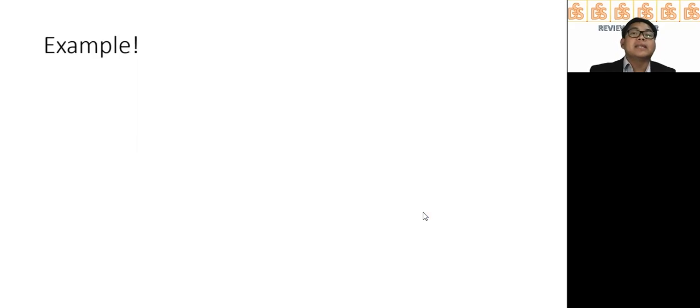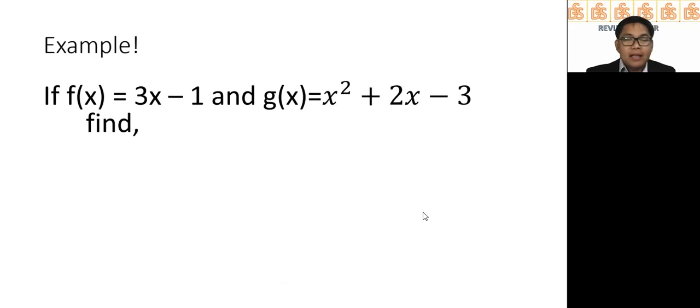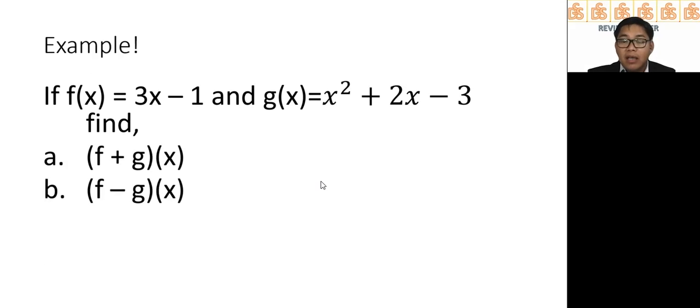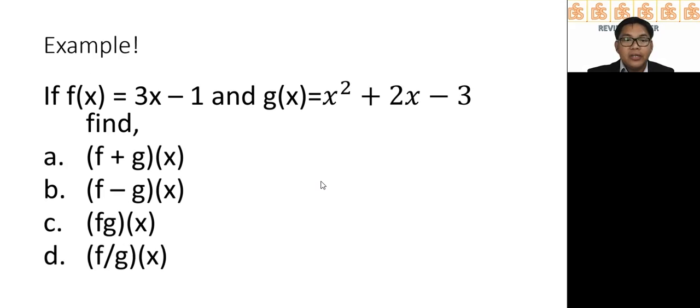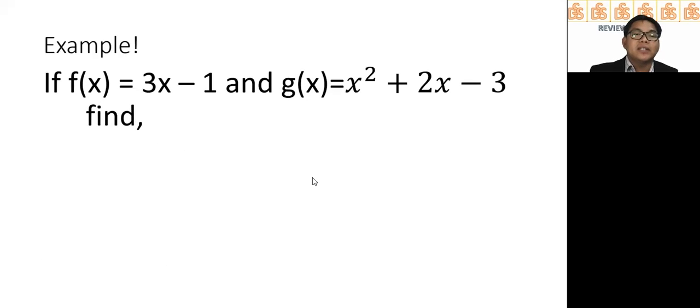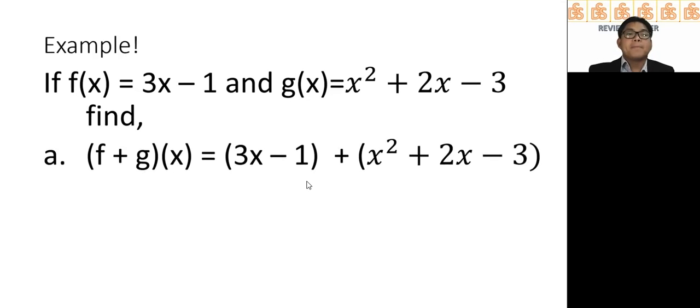Okay, so let's have an example. Let us say f of x equals 3x minus 1 and g of x equals x squared plus 2x minus 3. Let us find letter A, f plus g of x, letter B, f minus g of x, letter C, fg of x, and letter D, f over g of x. Okay, so let's start with letter A.